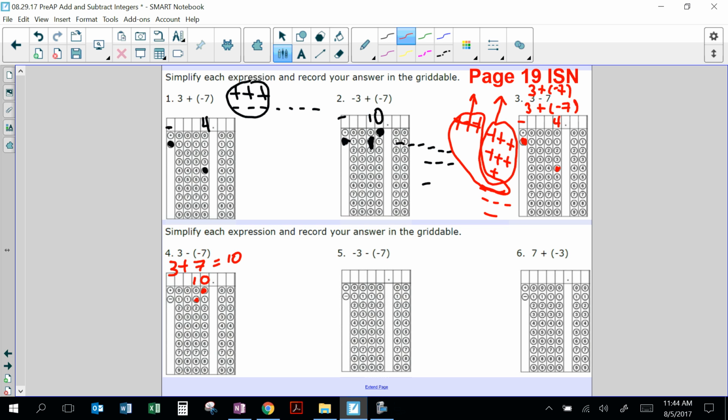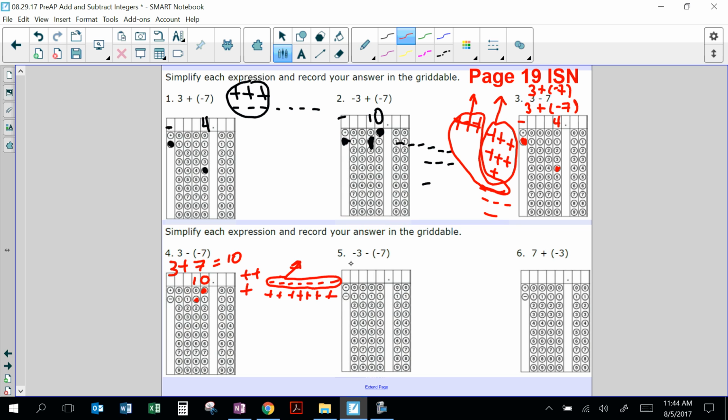For those who don't trust me as to why 3 minus negative 7 is equivalent to 3 plus 7, let's draw it. I start with 3. Can I take away 7 negatives without changing the value of this? No, I need some 0 pairs. So I need 7 sets of 0 pairs. I take away these 7 negatives. I am left with 3 plus 7. And it works.